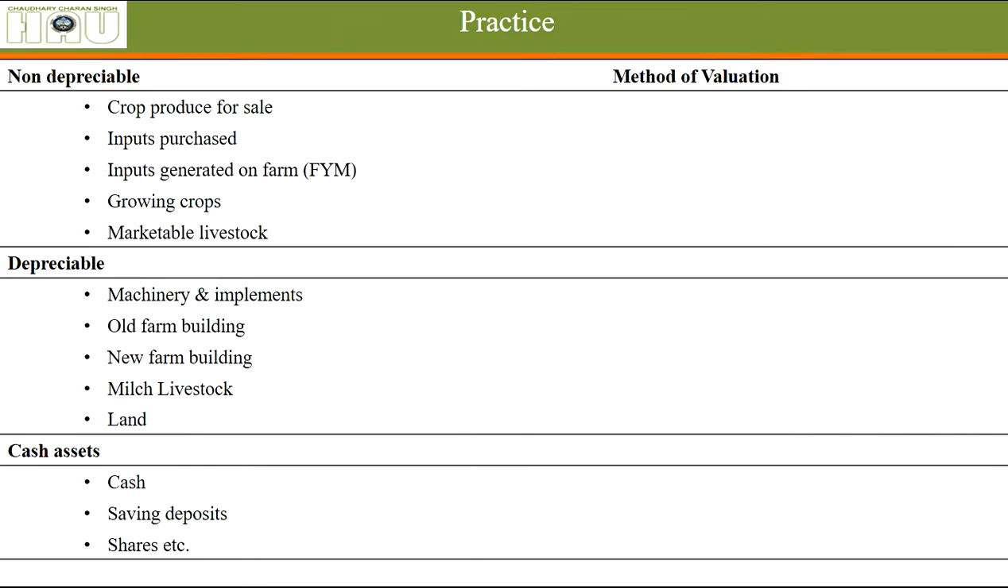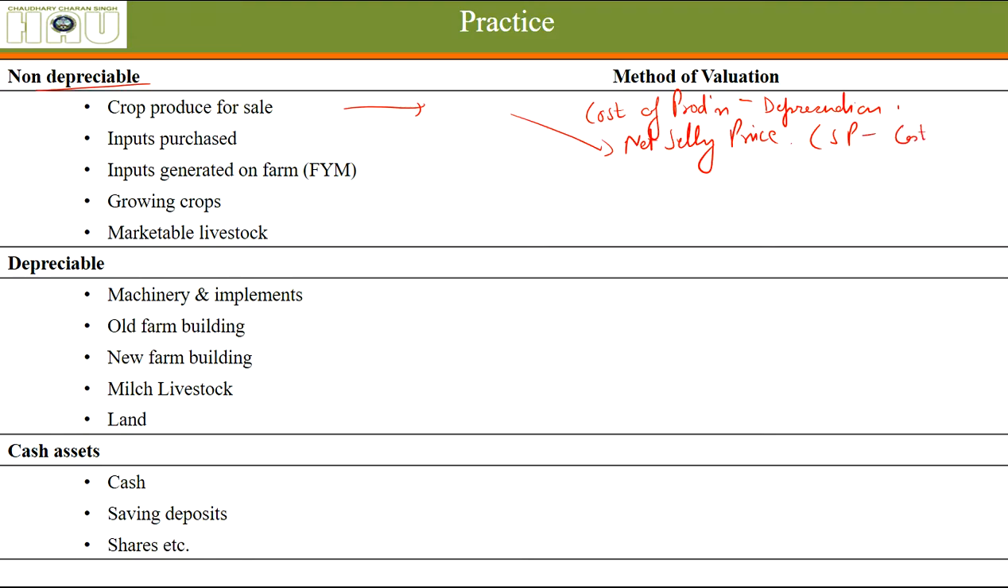Now let's practice. Non-depreciable items. Crop produce held for sale. How are we going to value crop produce held for sale? It's simple. Cost of production minus depreciation. Am I right? No, I am not. Net selling price is the method for crop produce held for sale, because there will be some selling price and we will be incurring some cost of selling. So this is the method that we will be using for it.